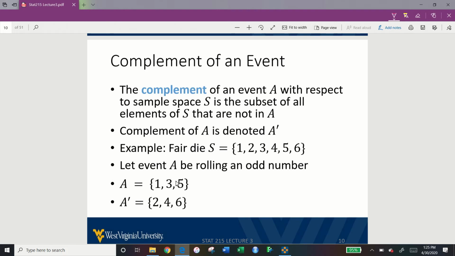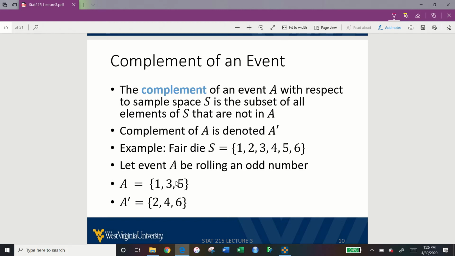So for example, if we have a fair die, our sample space is once again 1, 2, 3, 4, 5, 6. If we let event A be the rolling of an odd number, then event A is 1, 3, and 5. The complement of event A is its opposite, meaning it's the event that we roll an even number. So 2, 4, or 6. So complement means opposite.